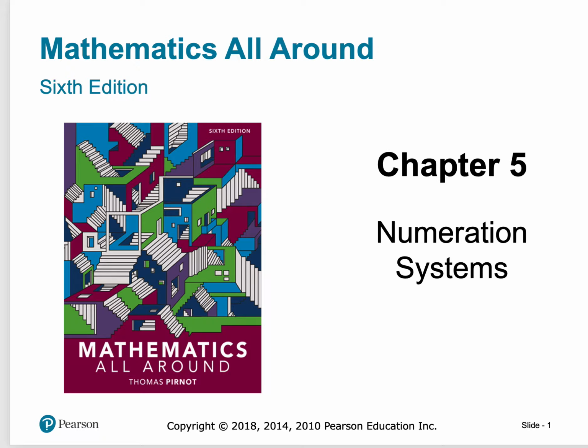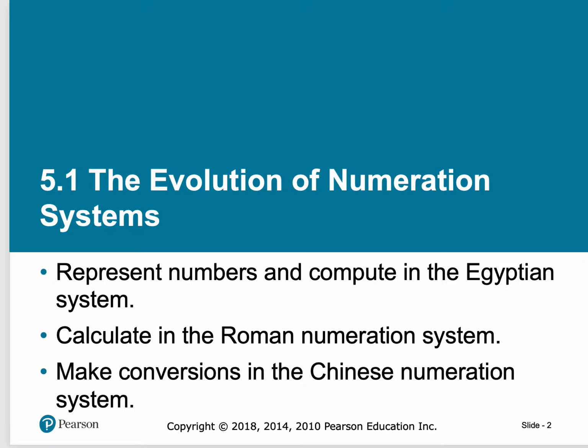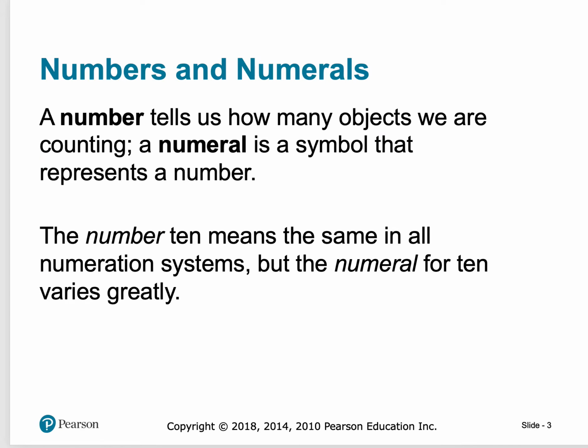So we're going to take a look at Chapter 5, which is based on numeration systems. In this first section, we're going to represent numbers and complete calculations using the Egyptian system, the Roman system, and the Chinese system. What's important to note here is that we're converting units. So the skill really isn't about the arithmetic, but about converting the units over to something meaningful.